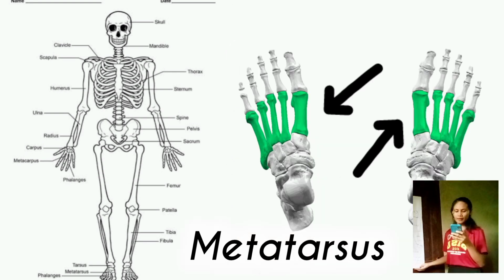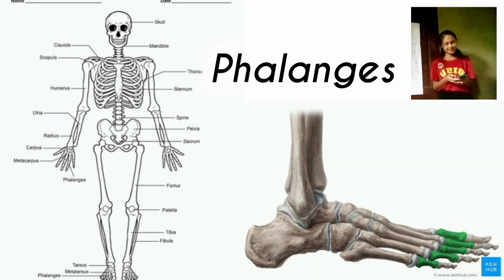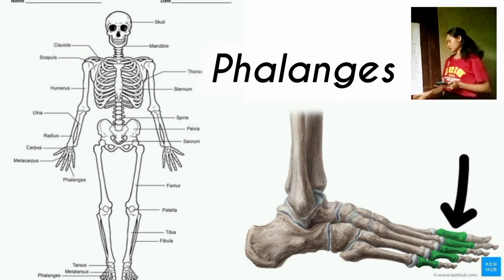Okay, next is the metatarsus. The function of it is the bones in the middle of the foot that support the balance. And lastly is the phalanges. These are our toe bones, they help us walk and stay balanced. So this is the phalanges.